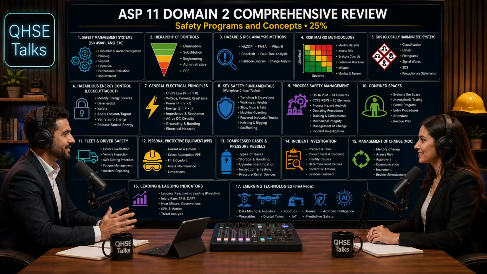Exactly. MOC requires that before any physical, chemical, or procedural change is made, a multidisciplinary team must review it, update the piping and instrumentation diagrams, train the operators on the new hazard profile, and update the hazard analysis. It stops the butterfly effect of unanalyzed modifications. And to track whether these systems are actually working over time, we use topic 11, leading and lagging indicators.